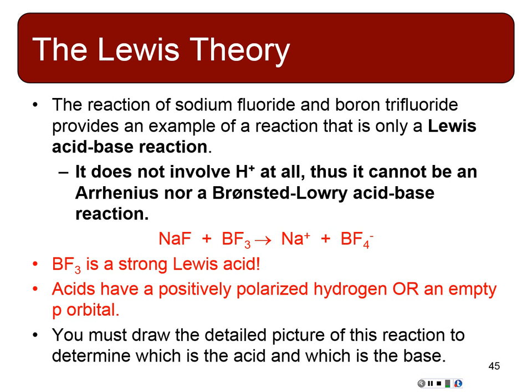The ones that I want you to know, I'm going to put up here. BF3 is the example we're about to look at. Boron is one of our elements that defies the octet rule. The octet rule is that your atom wants to have 8 electrons around it in its structure. Boron is happy with 6, and that's what makes it a good Lewis acid, because you can donate electrons to it.